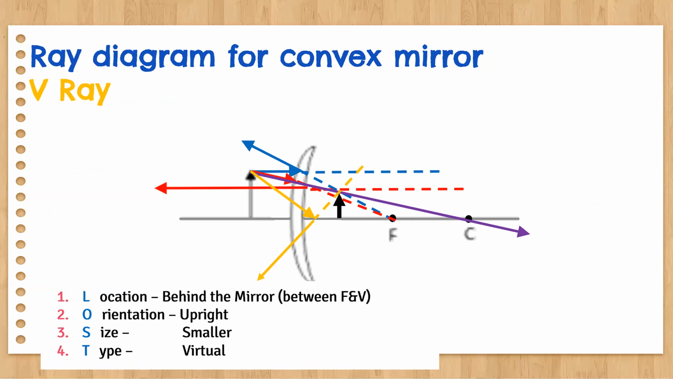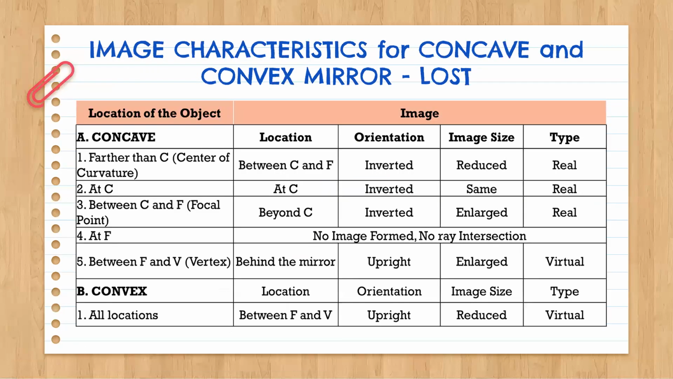So that is how you draw a ray diagram for concave and convex mirrors. Now, I just want to give you a summary of all the characteristics for concave and convex mirrors, or LOST. All you have to do is determine if the object is located at infinity, or farther than C or beyond C, at C or the center of curvature, between C and F, at F, or between F and V. This is for the concave mirror. And you can see already the answers for their location, orientation, image size, and type. Except for letter F, where no image is formed because there will be no intersection.